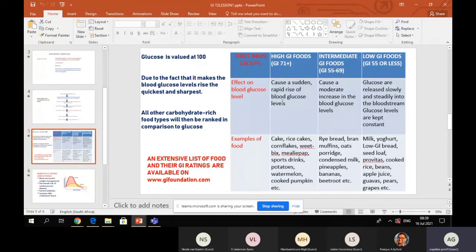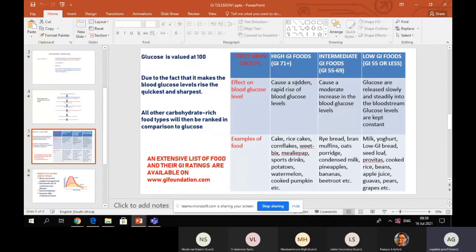So first of all, we see that when we take in high GI foods, like for example cake, rice cake, sweets, corn flakes, any of those that are mentioned there, it causes a sudden rapid rise of blood glucose levels.